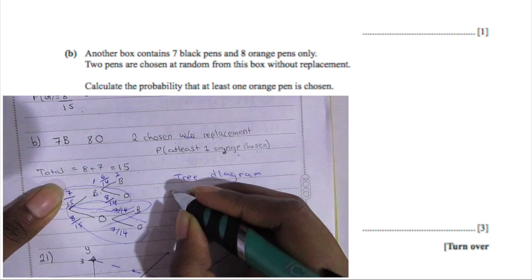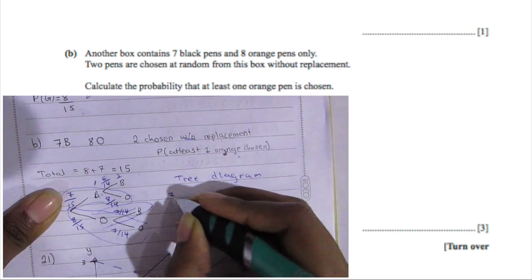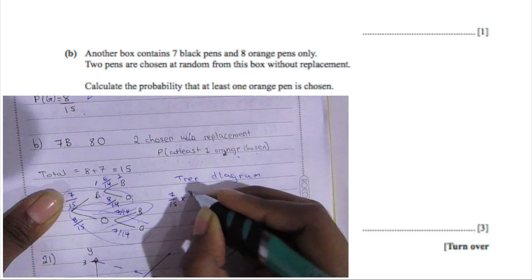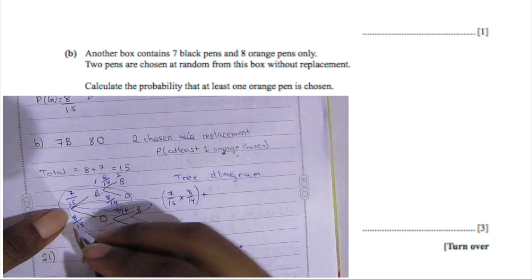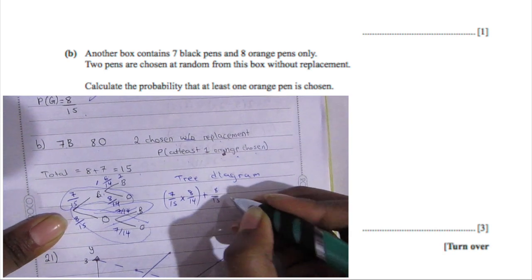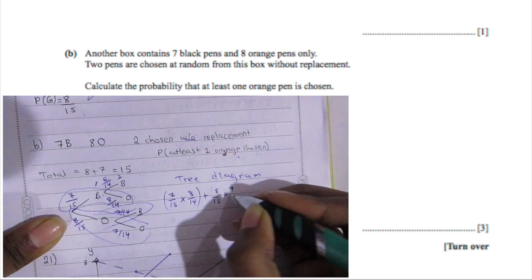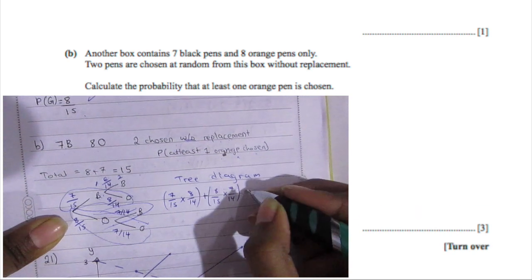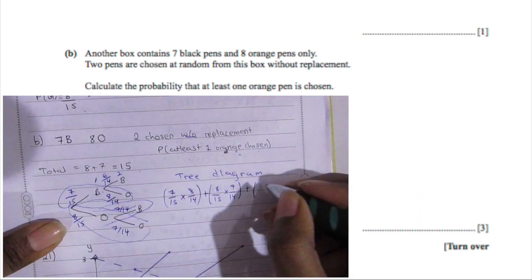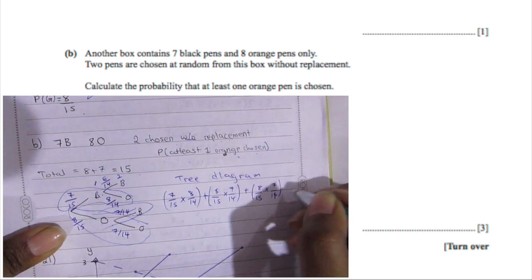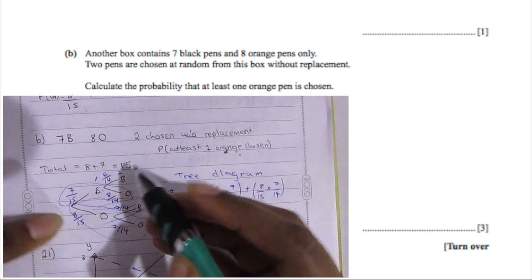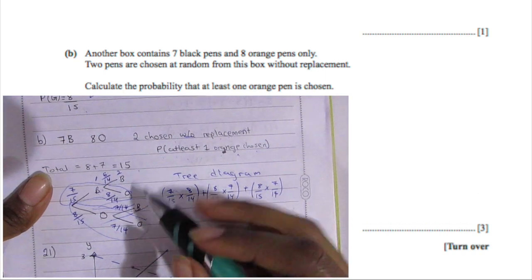Now to find the probability that at least one orange is chosen, there are 2 ways that you can do this. You can do the black times the orange, or the orange times the black, or the orange times the orange, and you add them all up together, because when you go across the tree diagram, you multiply. So 7/15 times 8/14 plus 8/15 times 7/14 plus 8/15 times 7/14.